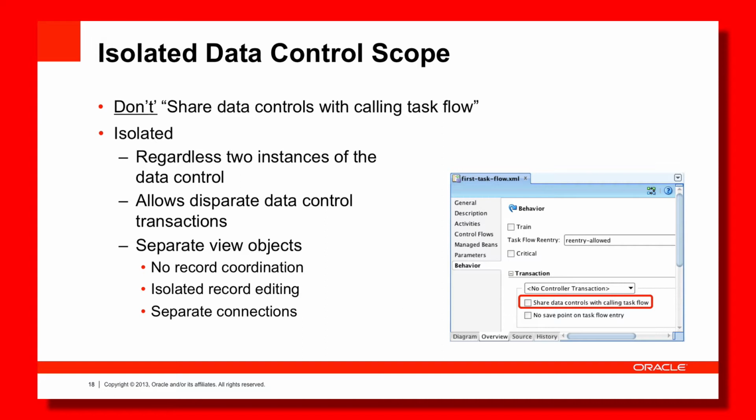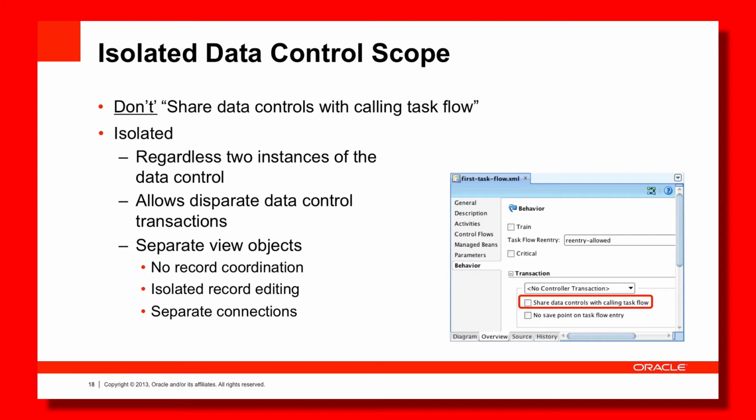So in terms of the view objects between the two bounded task flows, you will not have any record coordination in terms of the current row. You will have isolated record editing, so a change in one of the view objects under one of the data control instances will not be reflected in the view object of the other data control instance unless it's requeried once the original one is committed. And also, because you're using two data control instances and only two application module instances, you're also using two connections.